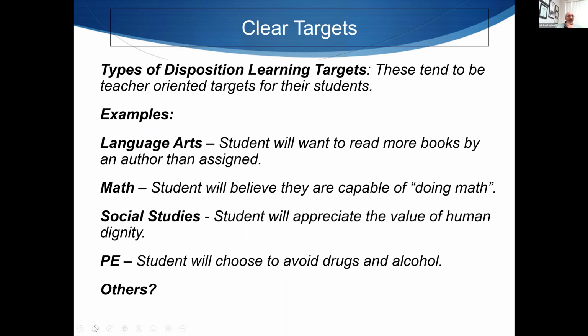Now, that's the academic targets. Let's talk about the dispositional learning targets. These are the ones you tend to set. So you may see this in language arts. You want students to want to read more. In math, I used to struggle with this. I was a math teacher. I had students who didn't believe they were capable of doing math. I wanted them to believe they could.